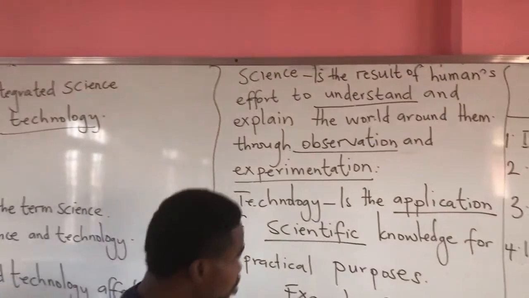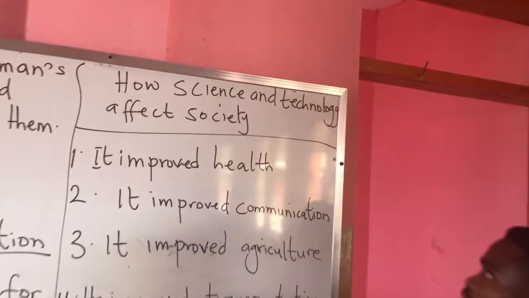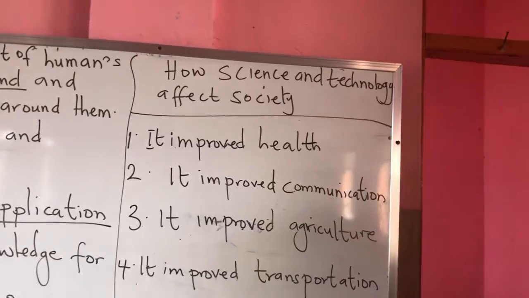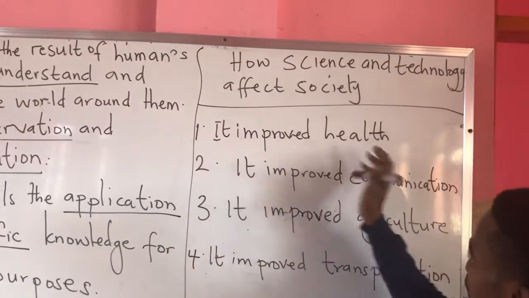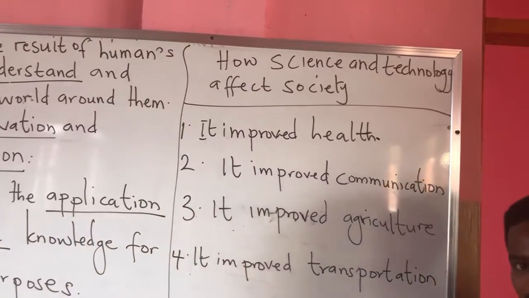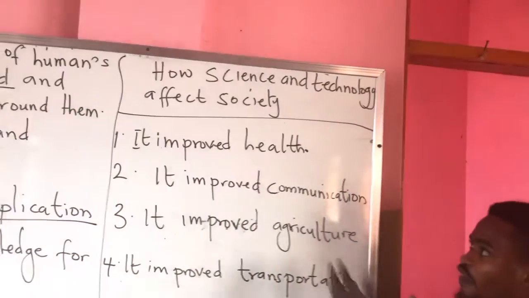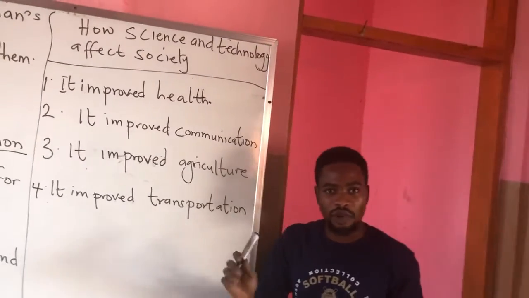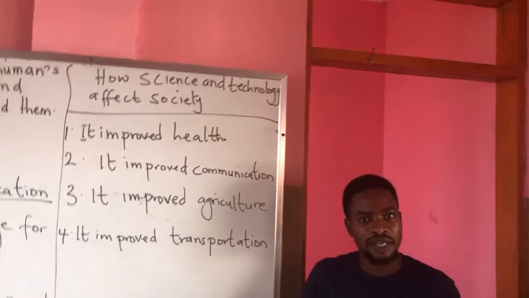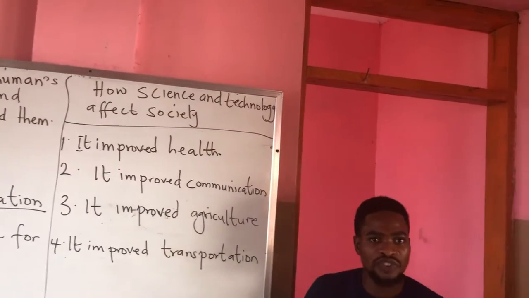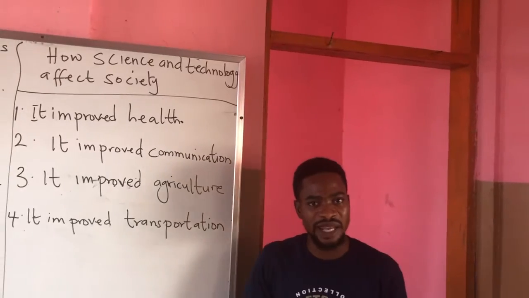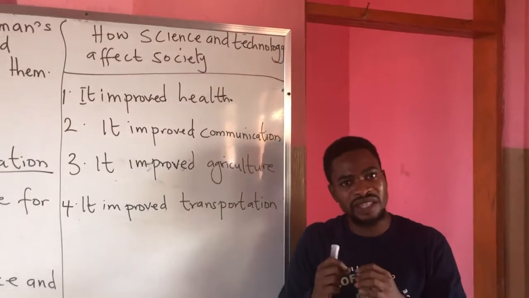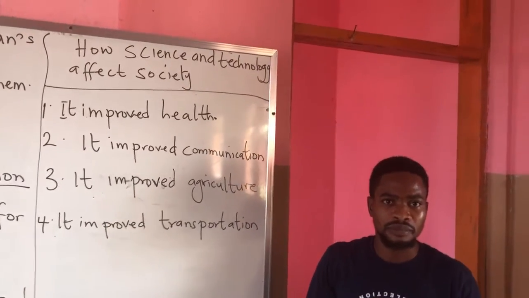Now let us look at how science and technology affect society. How does it help us? That is what they are saying. One, it improves health. Gone are the days when our forefathers used herbs that were not prescribed. But today, if you are sick, you have to go to the hospital for the doctor to diagnose and find out the kind of sickness in your body. We also use what you call a clinical thermometer to get the body temperature. I hope you understand this.